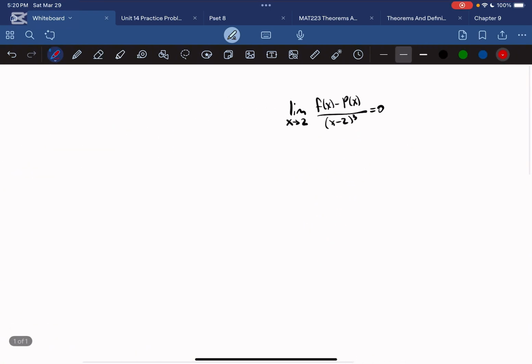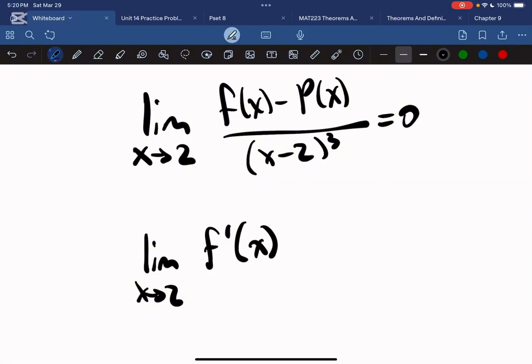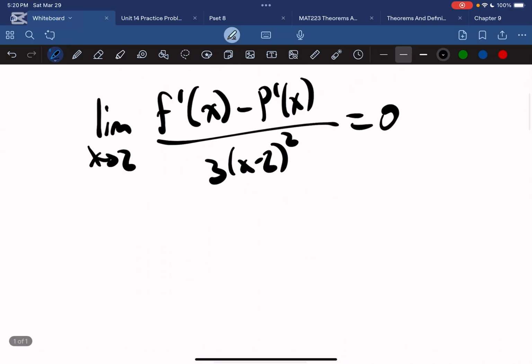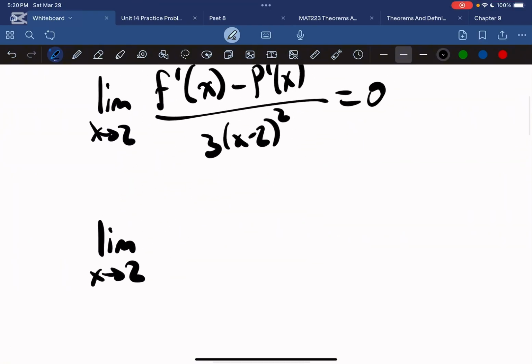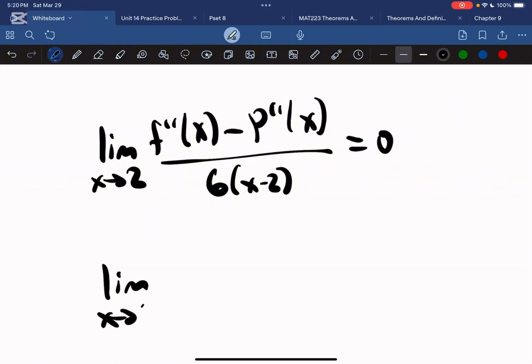Now, what does that mean? Well, let's take L'Hopital's rule, right? L'Hopital's rule means that f prime at x minus p prime at x, over 3(x minus 2)^2, has to equal 0. Okay, and then now we do it again, right? This becomes 6(x minus 2) equals 0. All right, let's do it again. One last time. And the bottom just cancels out to 6, right? And the top we have the triple prime.